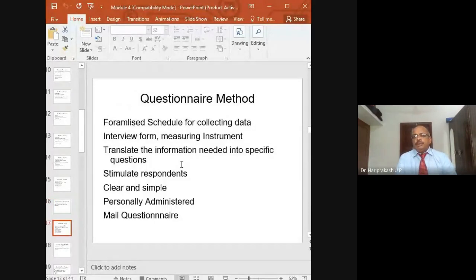Then finally, we'll be discussing the questionnaire method. This questionnaire method we'll be discussing in the coming session. If you have any doubts, you can ask.